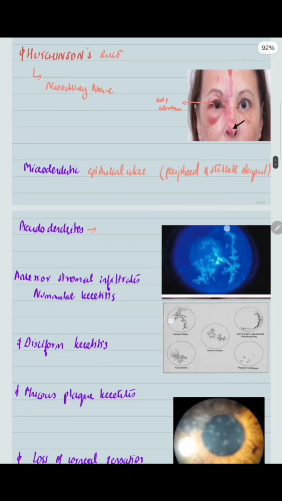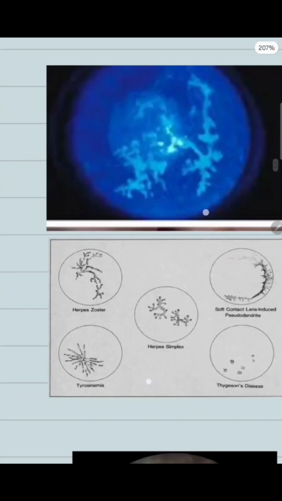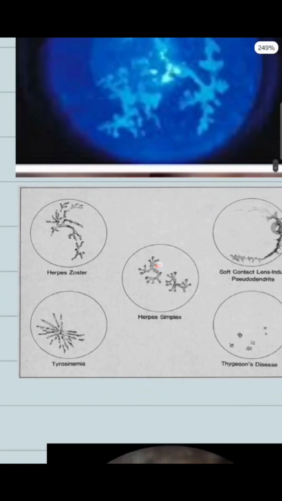They are typically smaller than typical dendrites. They are smaller and lack the terminal bulb. Here, this is herpes simplex, where you have these terminal bulbs, and this is herpes zoster. It is smaller and doesn't have the typical terminal bulb. These bulbs are absent in herpes zoster.